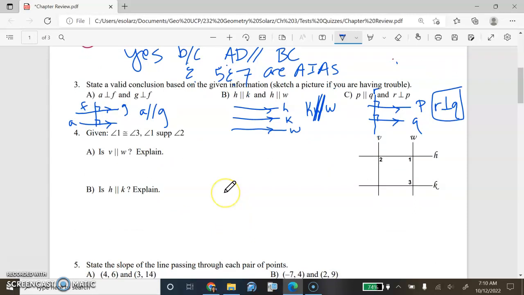All right, number 4, given that angle 1 is congruent to angle 3 and that angle 1 is supplementary to angle 2. So we'll go like this. Okay, so first thing we want to notice is that 1 and 3 are same side interior angles. 1 and 2 are also same side interior angles, but dealing with a different set of lines. So 1 and 3 are same side interior angles with lines H and K. 2 and 1 are same side interior angles with lines V and W. Okay, so it's asking two questions. Is V parallel to W and is H parallel to K?